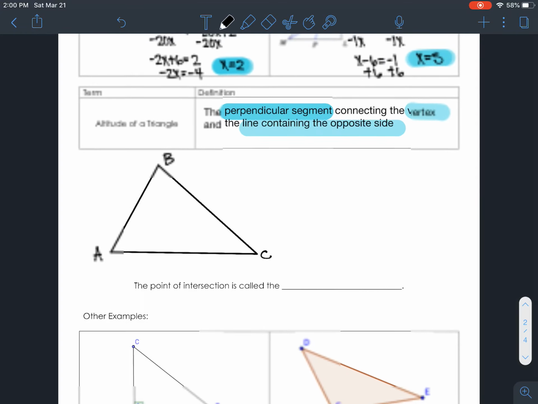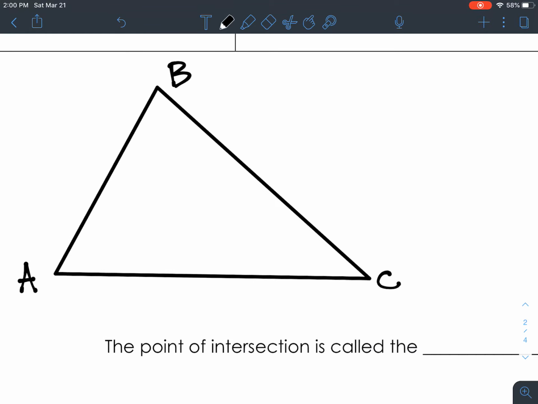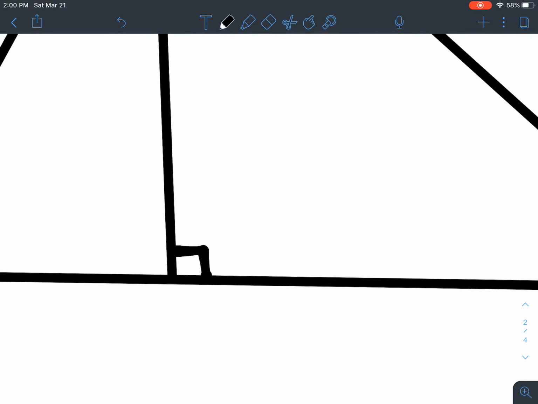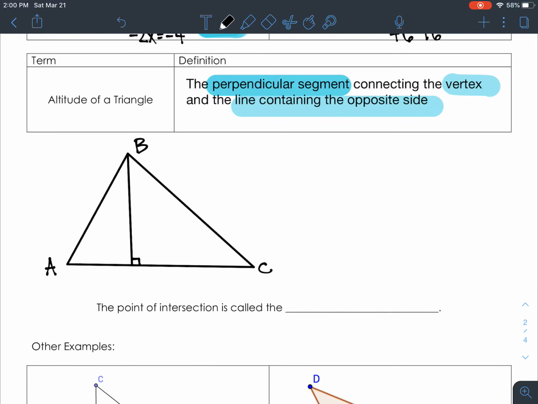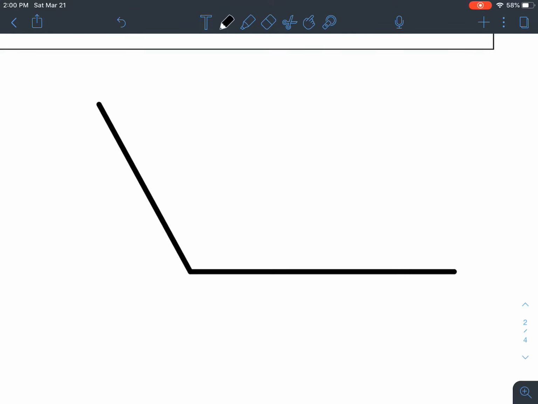So if we're trying to draw the altitude from B down to AC, and it has to be the perpendicular segment, we're going to draw it so that it's coming down, intersecting AC at a right angle. Okay, perfect. Now I'm going to go kind of rogue here for a second, and you guys don't have to draw this, but just follow along. The reason why I wanted you to draw an acute triangle and the reason why I like this definition is for an example like this where we have an obtuse triangle, okay?